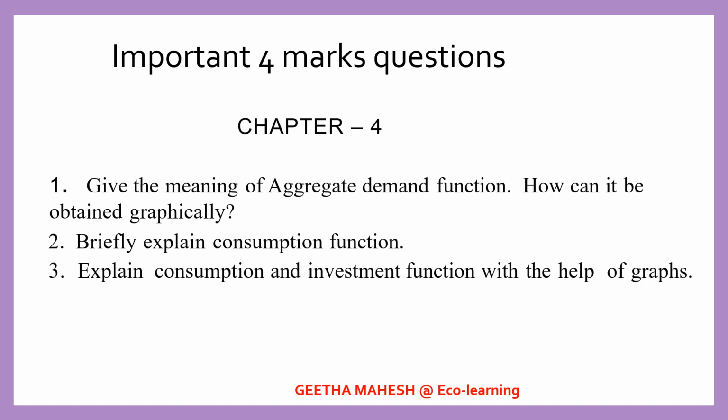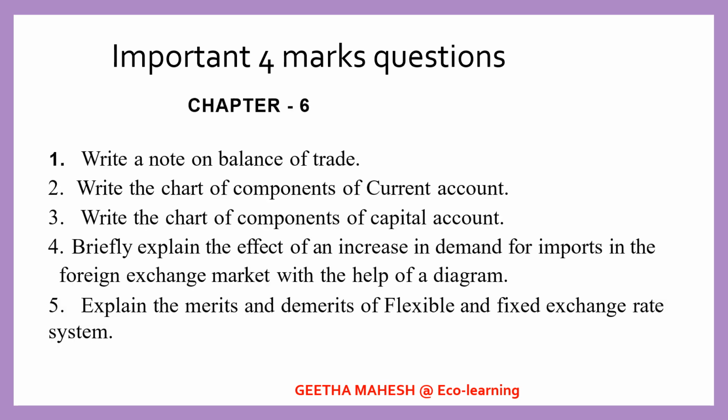Then 4th chapter, determination of income and output. From this chapter, you can expect 1 4-mark question. So there are 3 important questions. That is, give the meaning of aggregate demand function. How can it be obtained graphically? Explain consumption function. Then explain consumption and investment function with the help of a graph. So from this chapter, you can expect 1 question.